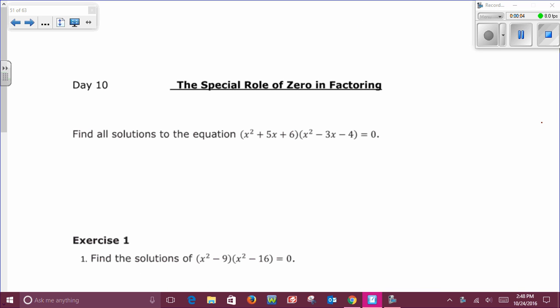Hi, and welcome to day 10 of polynomials. And today we're going to talk about the special rule of zero in factoring. And what it just means is we're going to be setting our expressions equal to 0 instead of just leaving them as expressions. So find all the solutions to the equation, the quantity x squared plus 5x plus 6 times the quantity x squared minus 3x minus 4 equals 0.